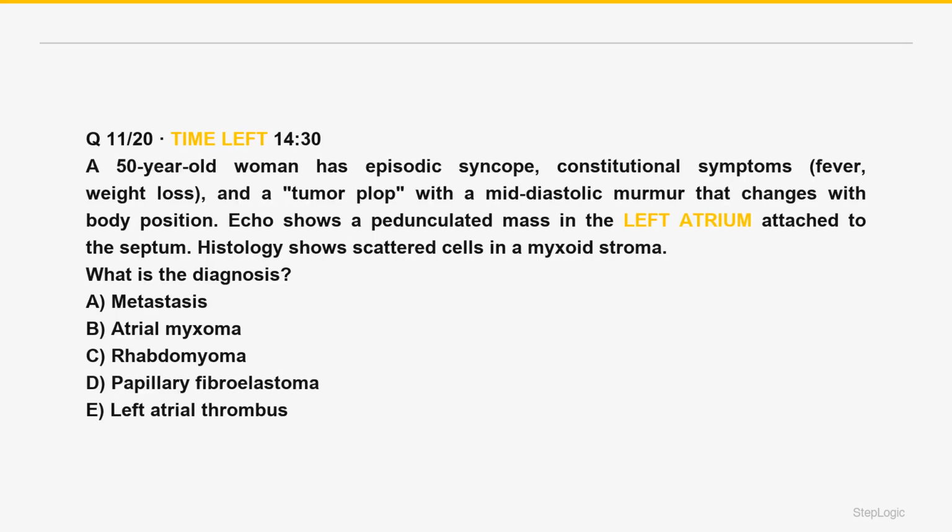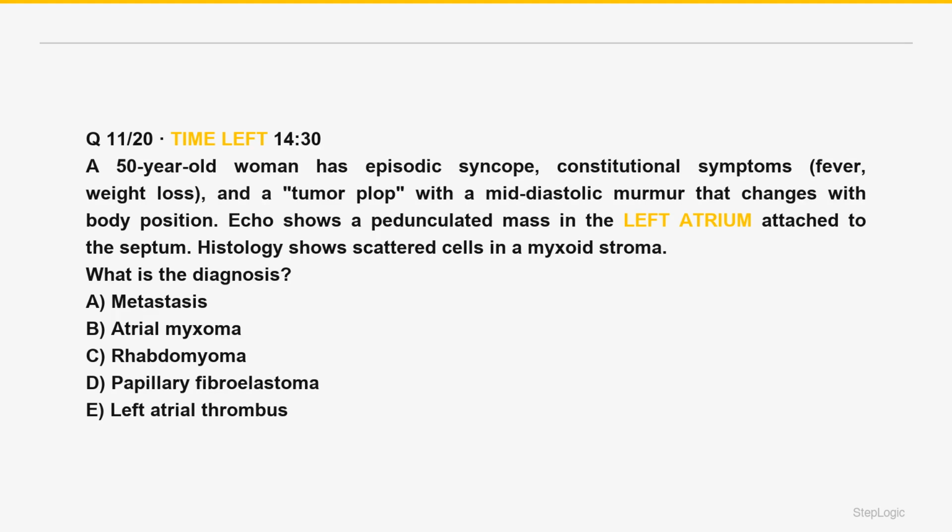What is the diagnosis? A 50-year-old woman has episodic syncope, constitutional symptoms, fever, and weight loss, and a tumor plop with a mid-diastolic murmur that changes with body position. Echo shows a pedunculated mass in the left atrium attached to the septum. Histology shows scattered cells and a myxoid stroma.